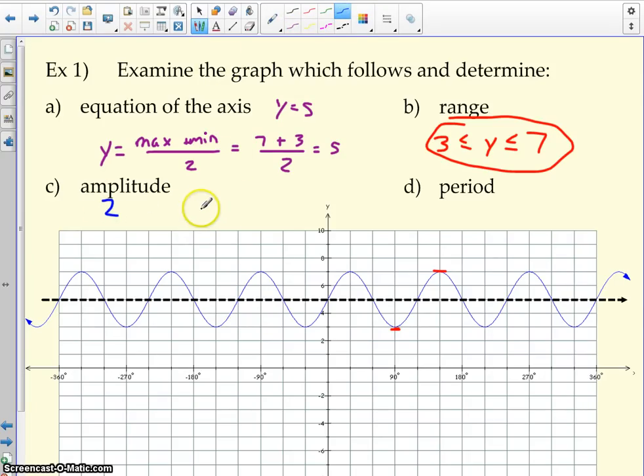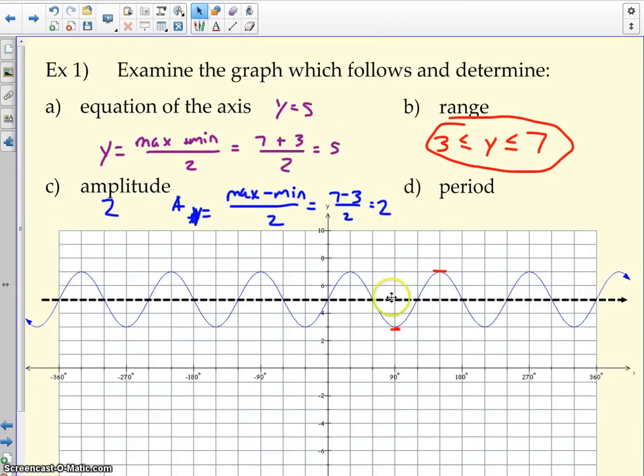Okay, the other thing you could do if you want to calculate it, your amplitude would be equal to your max minus your min, divided by 2. So that would be 7 minus 3 over 2, which again is 2.